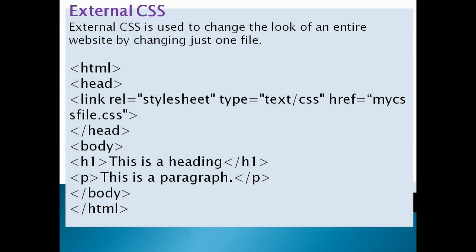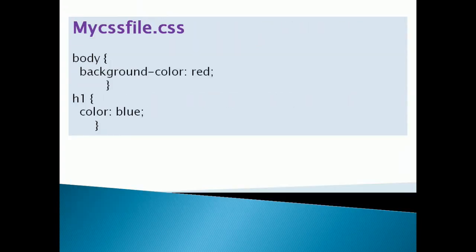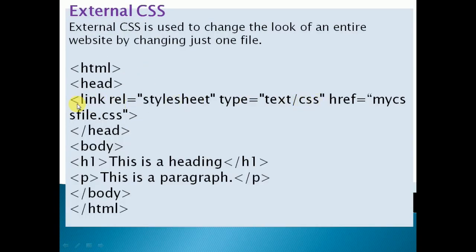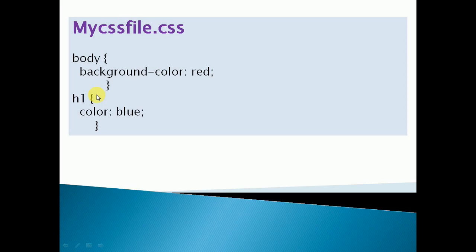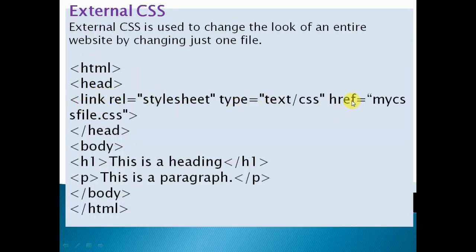Here we save one CSS file, the name is myCSSfile.css, and we type body background color red, heading color blue, and here this is a hyperlink statement, link rel stylesheet type text/css href myCSSfile.css. myCSSfile.css is my CSS file. This file is implemented in this HTML page.